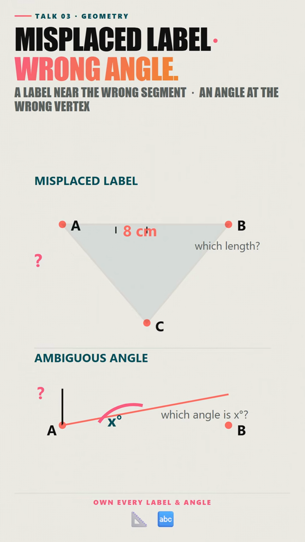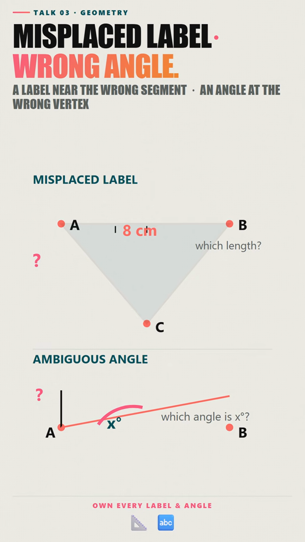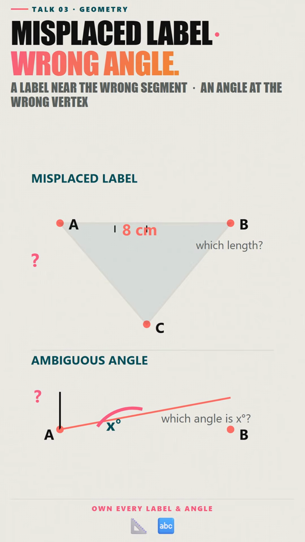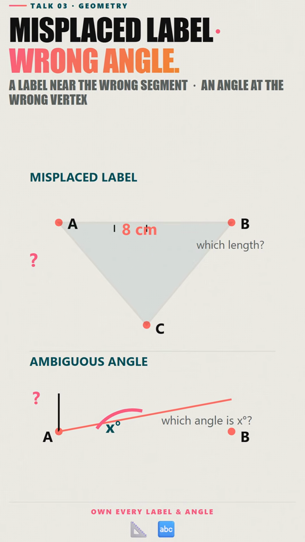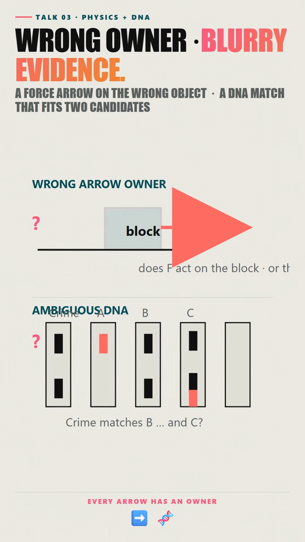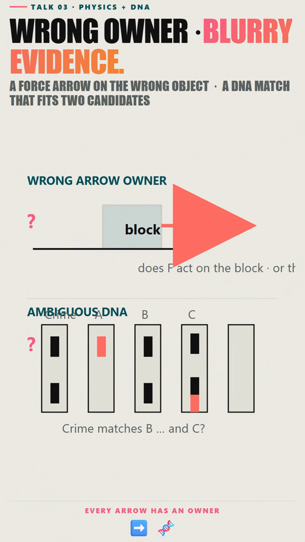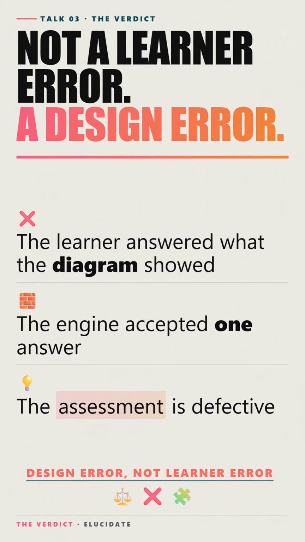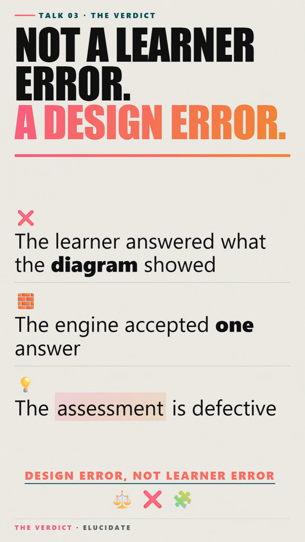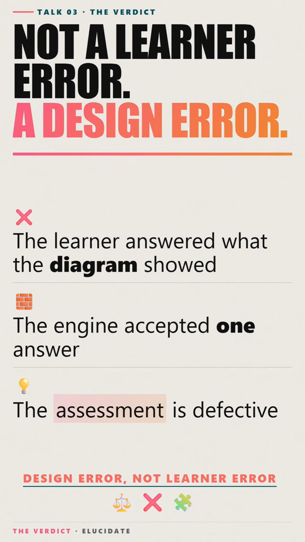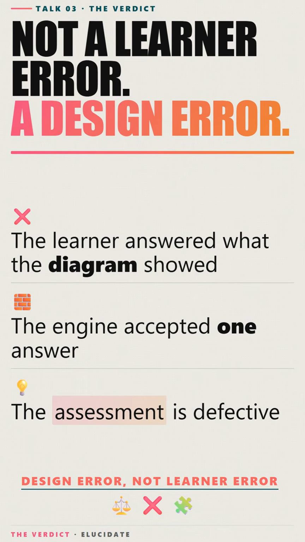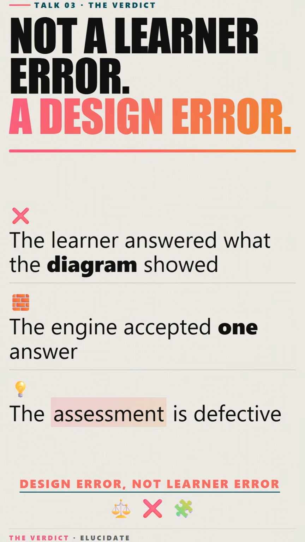A label can sit near the wrong segment, an angle can appear to belong to the wrong vertex. A false arrow can begin on the wrong object. A DNA profile can appear to identify one candidate while the visual evidence supports two candidates. If the assessment engine accepts only one answer but the diagram permits another, that is not a learner error, it is an assessment design error.